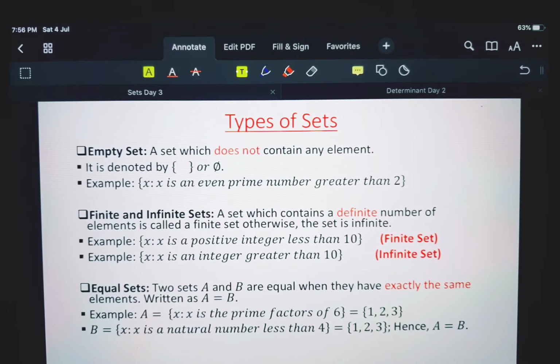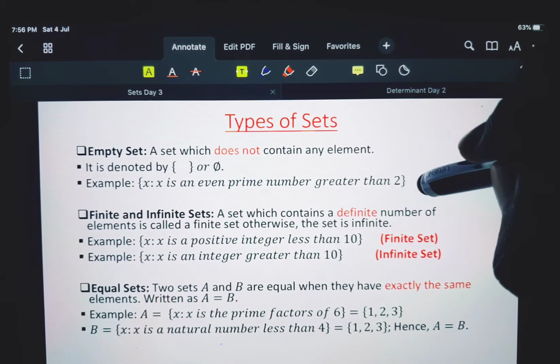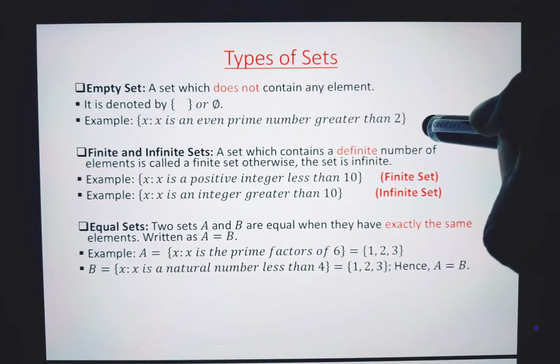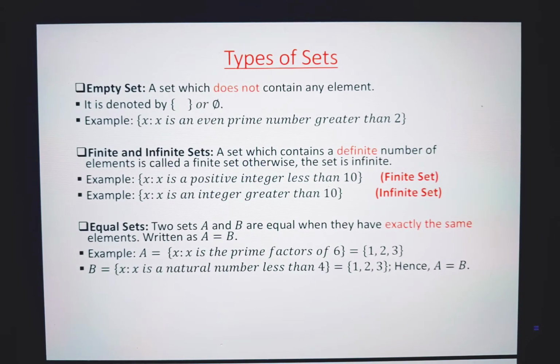Now we are going to learn about types of sets. So how many different types of sets are there? The first one is the empty set. From the name itself, what does empty set mean? The most important thing of a set is the element, right? If there is no element, then the set is known as an empty set.